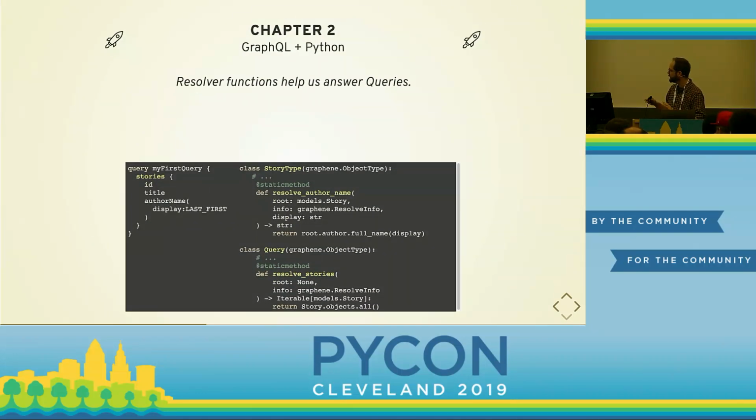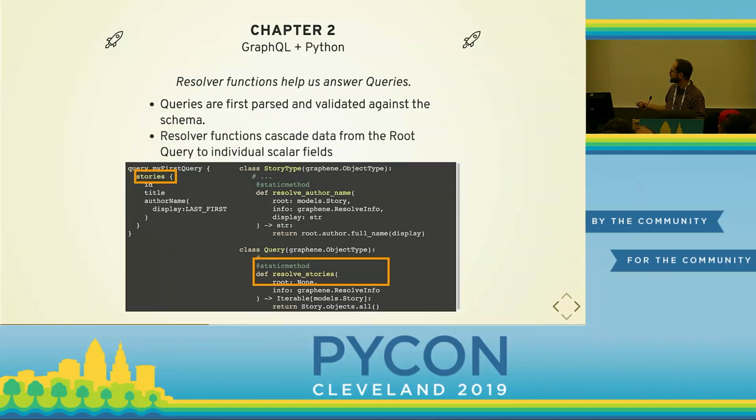So in summary, resolver functions help us answer queries. Let's trace through a query and see how those resolvers are connected together. Queries are first parsed and validated against our schema, so all these fields need to be in our schema. The resolver functions cascade data from the root query to individual fields.